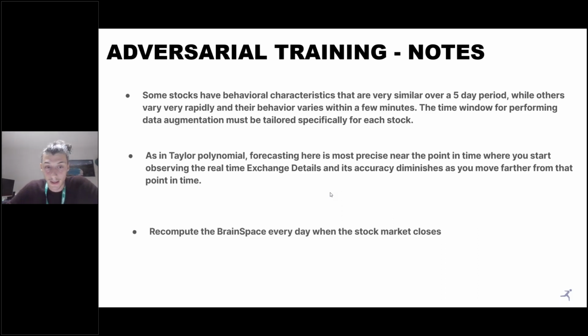And finally, you have to recompute the brain space. You have to perform this process every day. So when the market closes, use the last recorded data for that stock, and you recompute the brain space in order to capture every little deviation, every little change and concentrate during each stock in the market.